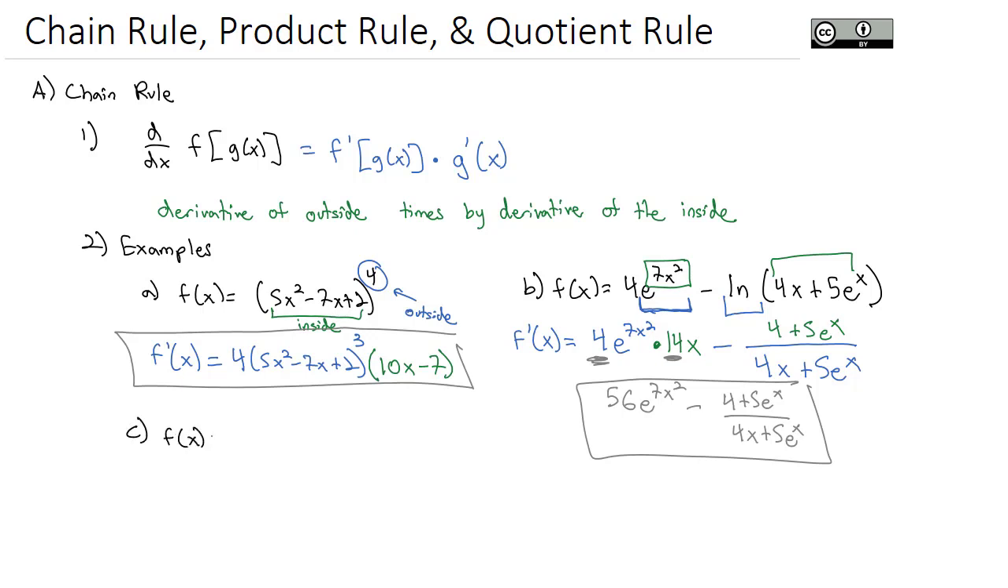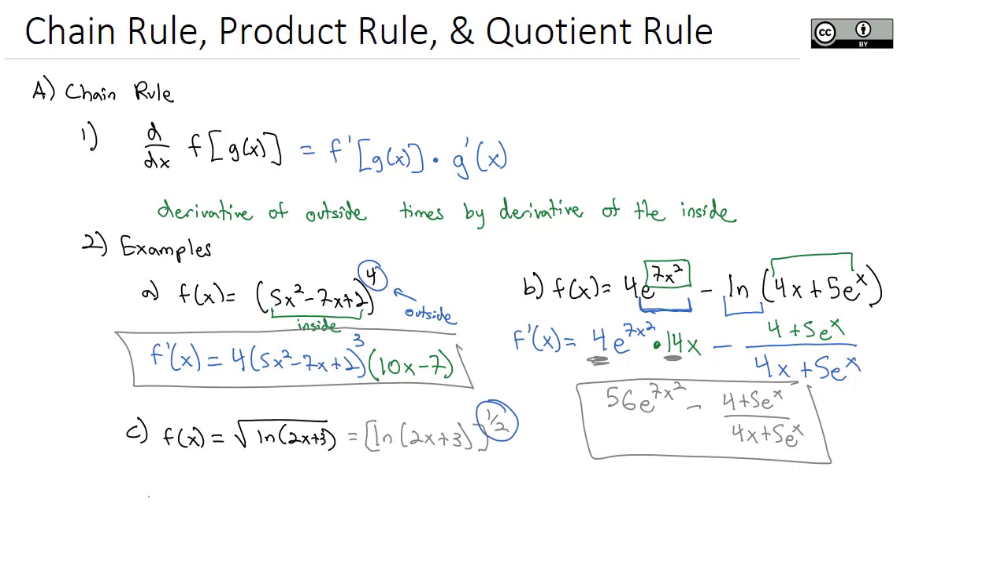Let's do f of x equals the square root of the natural log of 2x plus 3. Well, we might want to rewrite that as the natural log of 2x plus 3, all raised to the 1/2 power, because now I can see the outside function is that 1/2 power wrapped around the entire thing.